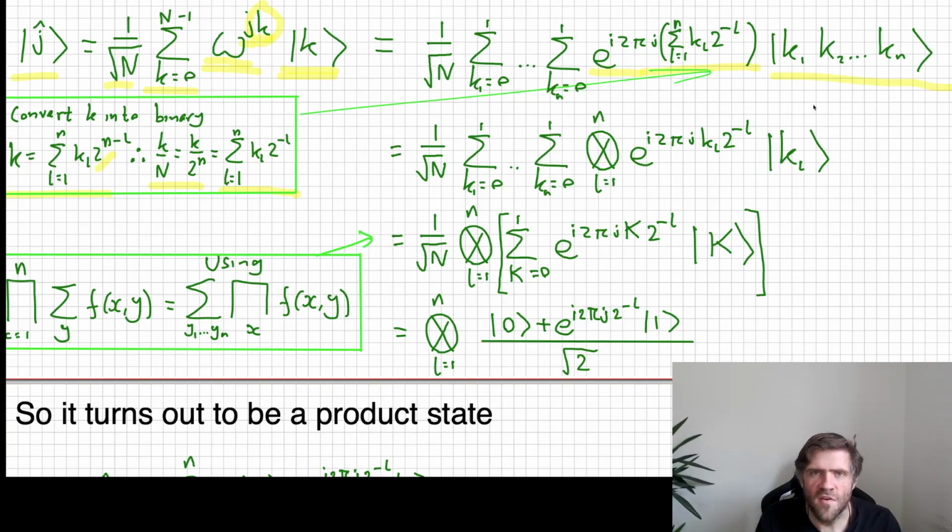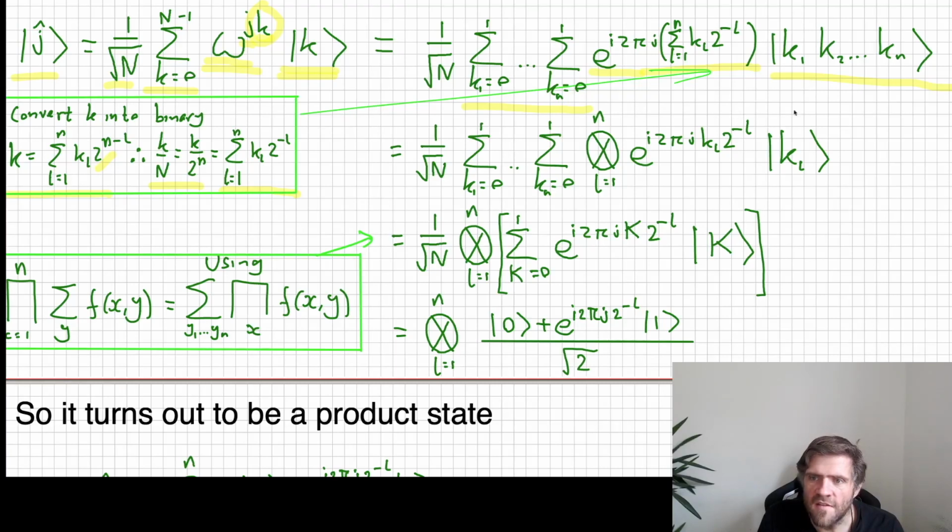So this is the tensor product of k1 on the qubit to the left, then k2, and then k3, and so on and so forth. Also, when we do the sum over k, we have to split this into many sums, so n sums over a single bit. Okay, so we've done that.